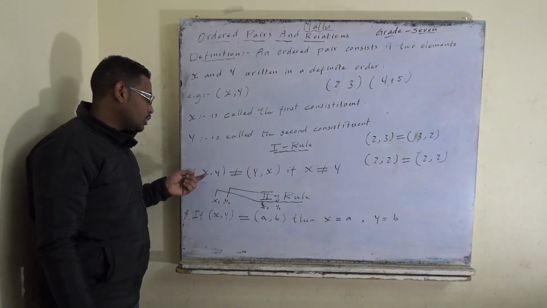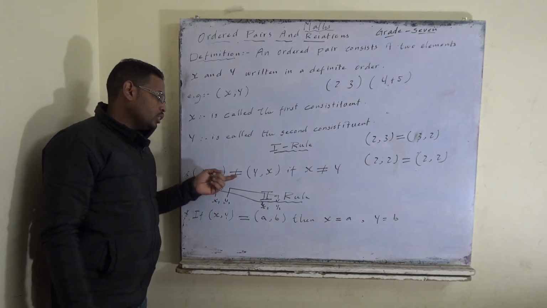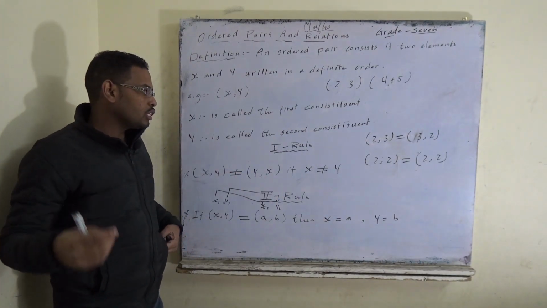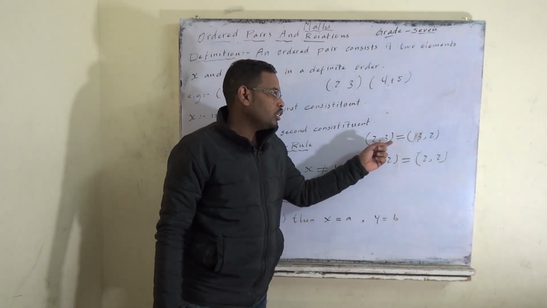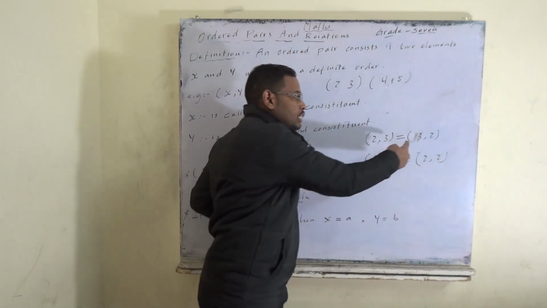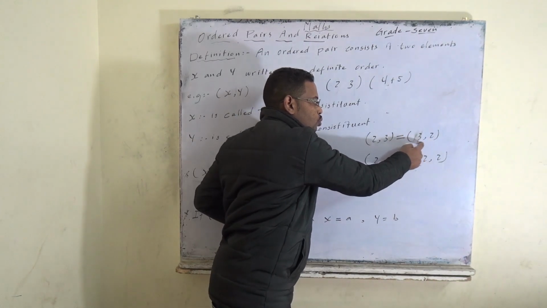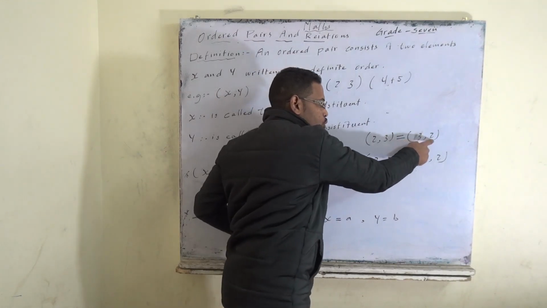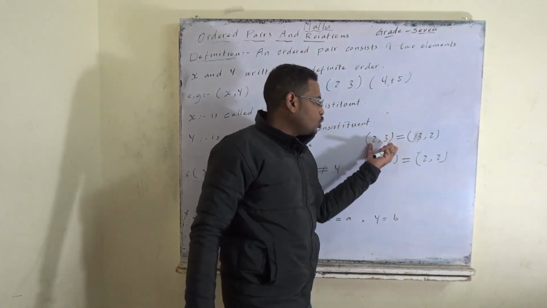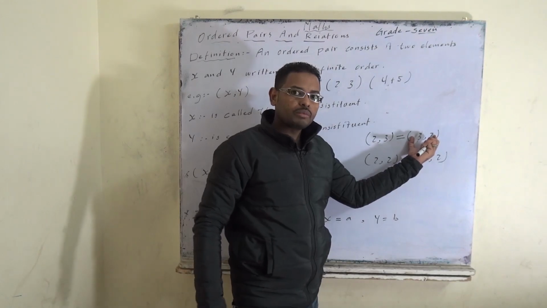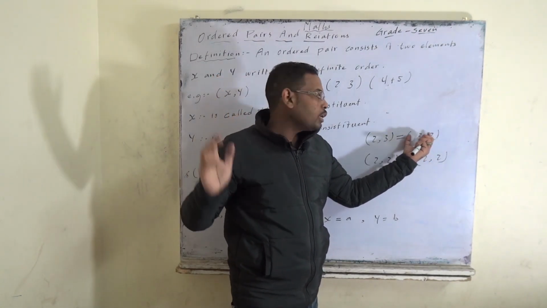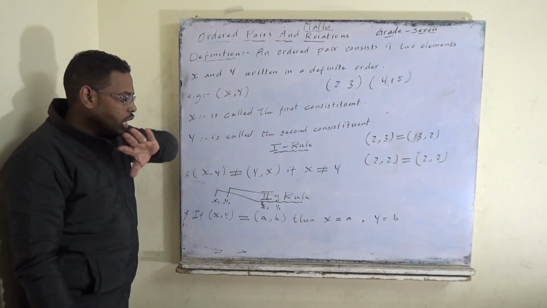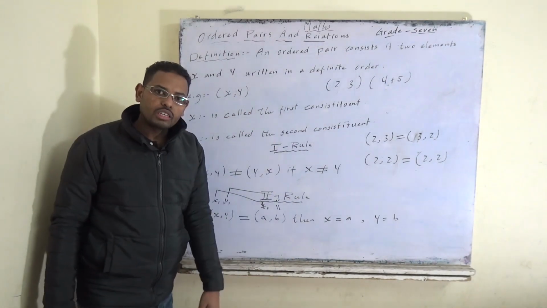The first rule says that the ordered pair (x, y) is not equal to (y, x) if x is not equal to y. Simply, this means that if this is (2, 3) equals to (3, 2), we can't change this 3 here and this 2 we can't bring it here so they can be the same. That means if this 2 we bring it here and this 3 here, therefore this ordered pair is equals to this ordered pair. But we can't do so. Why? Because in ordered pairs we don't interchange numbers.